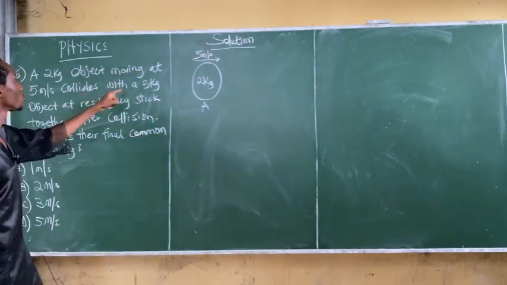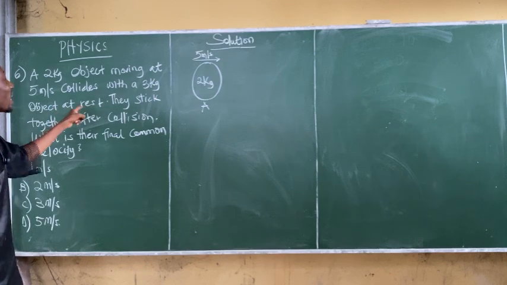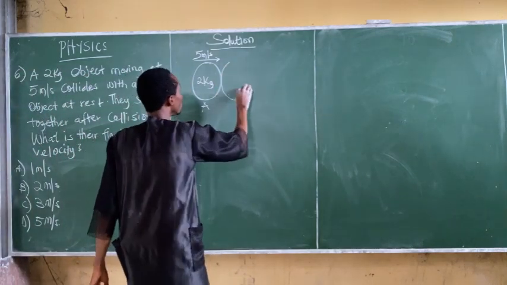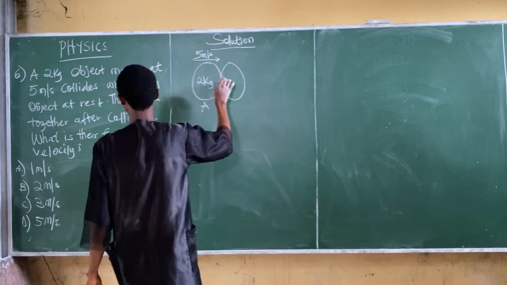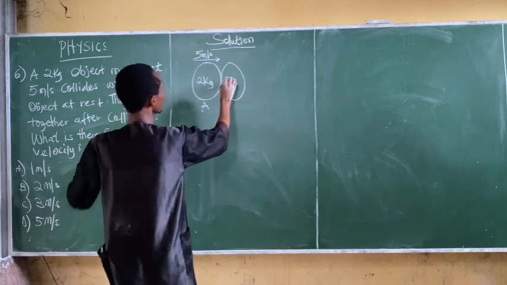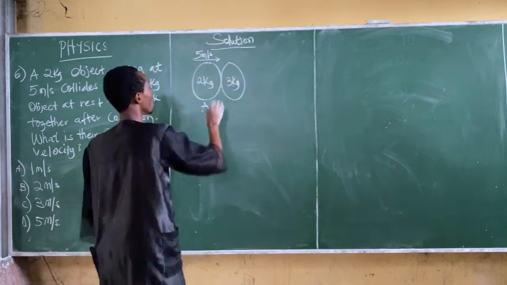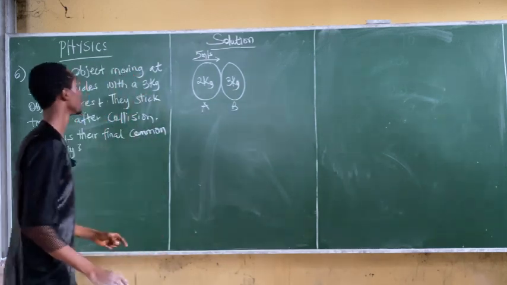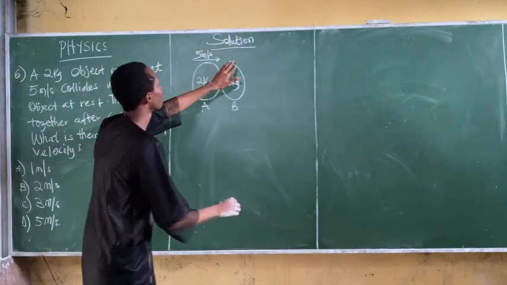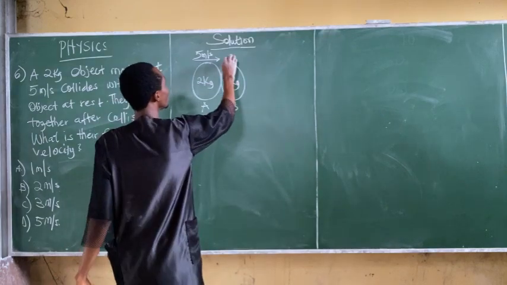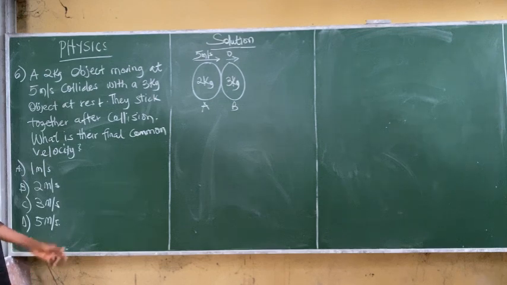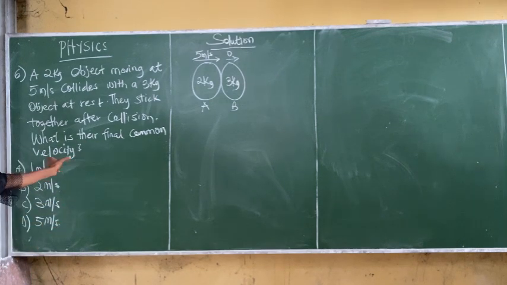They say it collides with a 3 kg object at rest. This is another object. They collide and meet together, and this has a mass of 3 kg. This is the second object, let's say B. This other body is at rest, so the velocity here is 0. They say, what is their final common velocity?